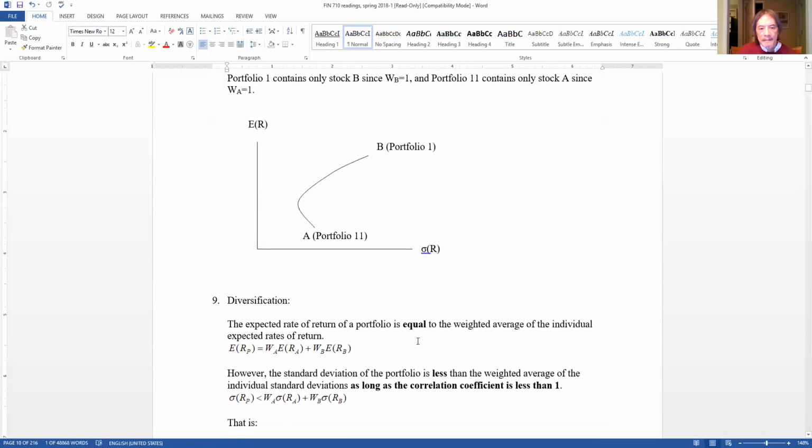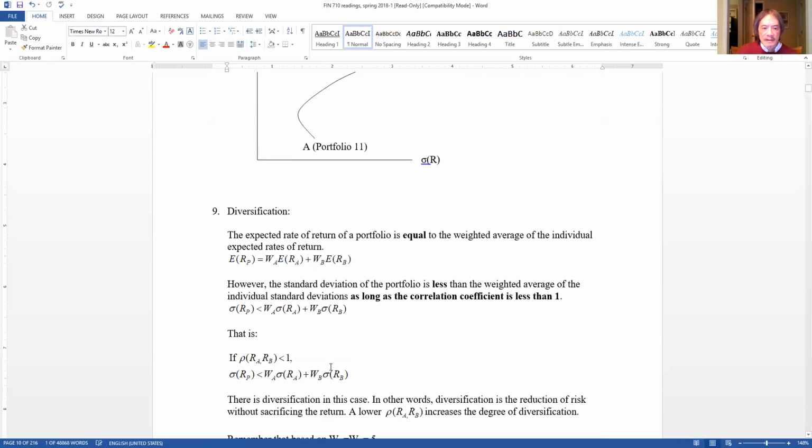Then we are ready to talk about diversification. Again, the expected return of the portfolio is equal to the weighted average of the individual expected returns. This equation here, right, from above.